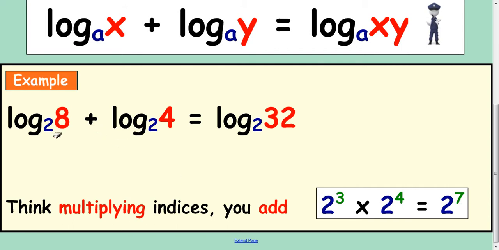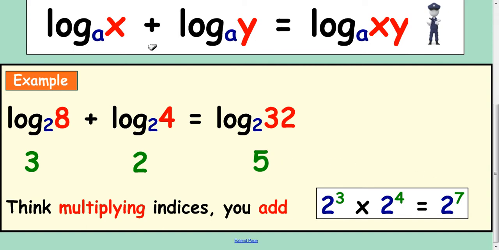So another way to look at this is, let's get the answers to these. So 2 to the power of what is 8? That's 3. The answer to log 4 to the base 2, 2 to the power of what is 4? That's going to be 2. And if we add these powers, 3 plus 2, we should be getting a 5 here. 2 to the power of 5 is 32. Well, 2 times 2 times 2 is 8, times 2 is 16, times 2 is 32. Yes, it does. So this actually works out when you get the answers to it.